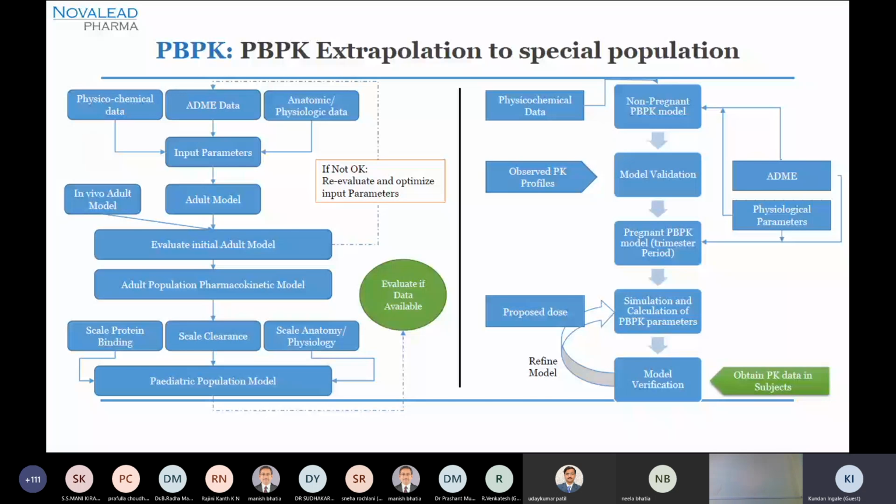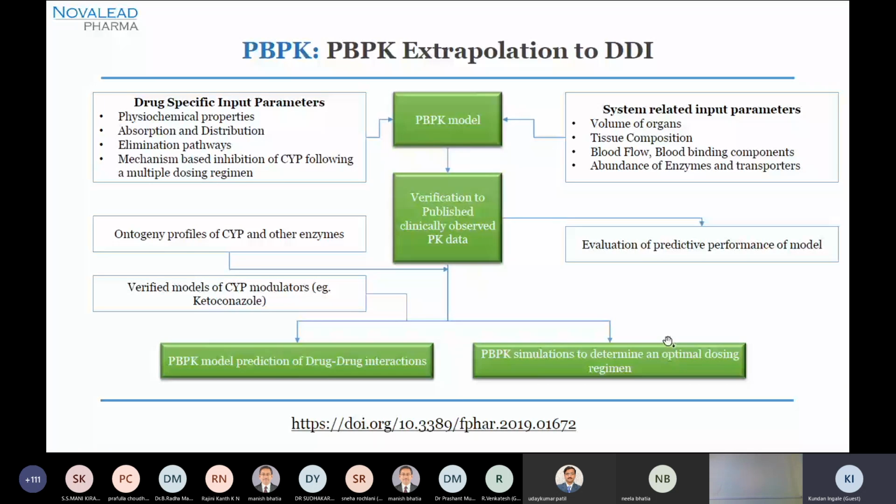Okay, so here I'm trying to demonstrate how your PBPK model can be applicable for extrapolation to drug-drug interaction. So in various disease cases, patients have to take multiple medications. So whether there are any drug-drug interactions could be predicted over here. There are some drug specific parameters which also include mechanism based inhibition of CYP following a multi-dose regimen. So we need this information, whether your drug inhibits CYP enzyme or is a CYP modulator or not. If it is there, you can use it and build up the model.